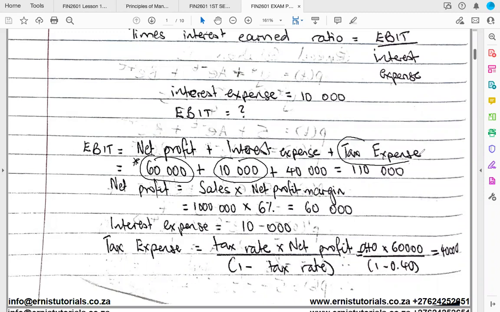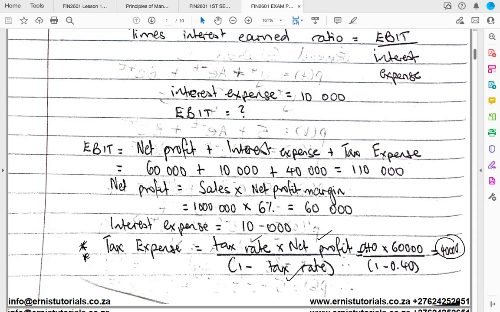And then lastly, our tax expense. We can calculate our tax expense using the following very important formula. The tax expense is simply given by our tax rate multiplied by our net profit, divided by 1 minus the tax rate. So this is an important formula to remember, especially for EBIT calculations. If we take our tax rate times our net profit divided by 1 minus the tax rate, we get 40,000.